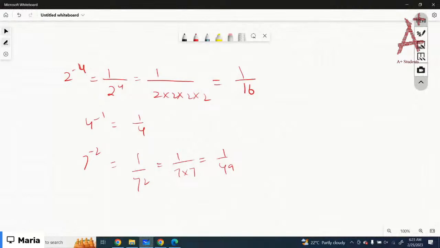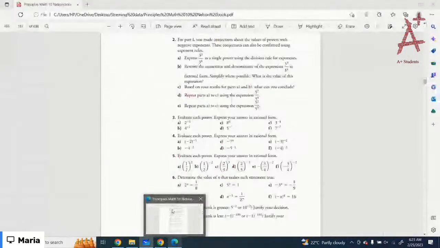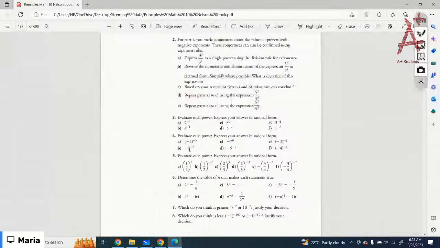Okay, let's just see the next one. Okay, move on to question number 4. Evaluate each power, express your answer as a rational number.